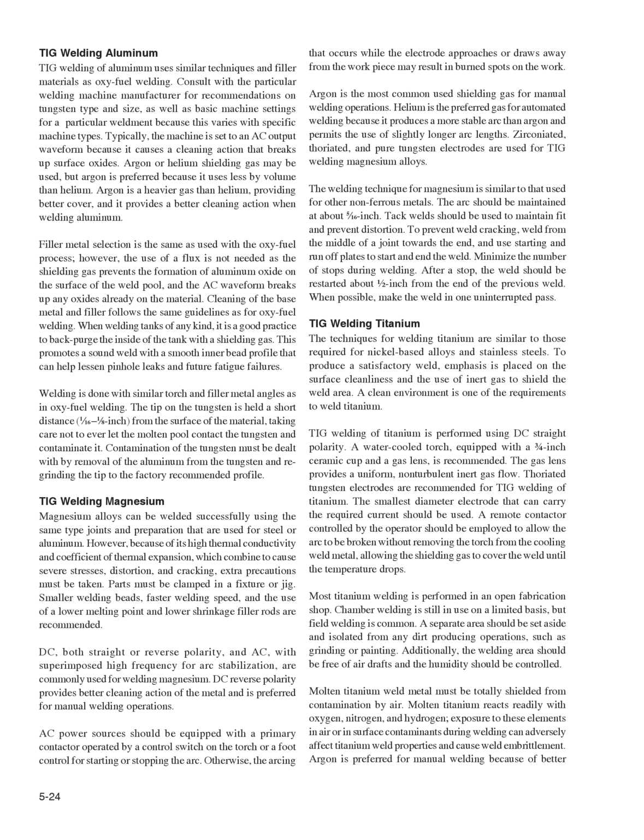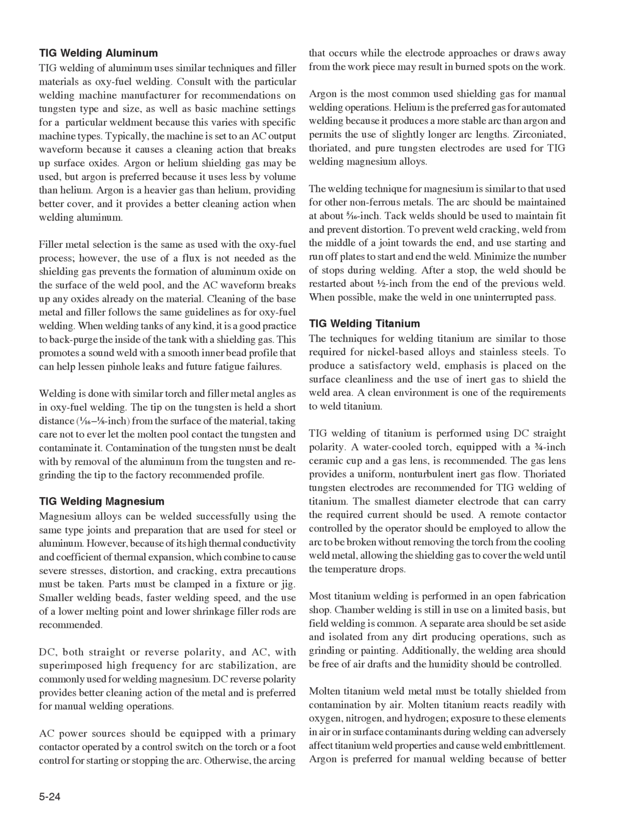The tip on the tungsten is held a short distance, 1/16 - 1/8 inch, from the surface of the material, taking care not to ever let the molten pool contact the tungsten and contaminate it. Contamination of the tungsten must be dealt with by removal of the aluminum from the tungsten and regrinding the tip to the factory recommended profile.